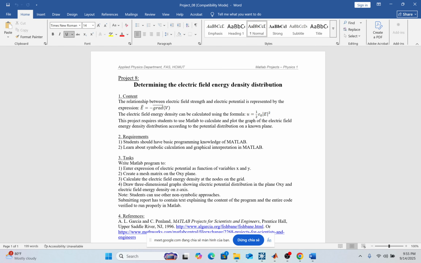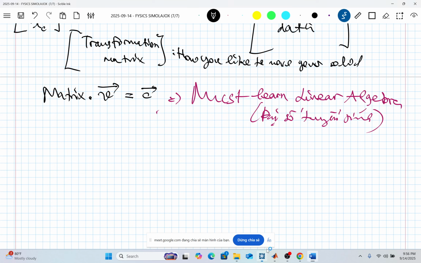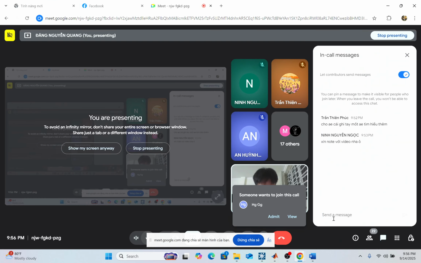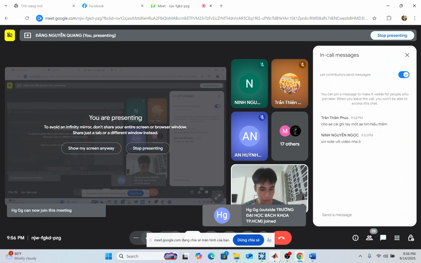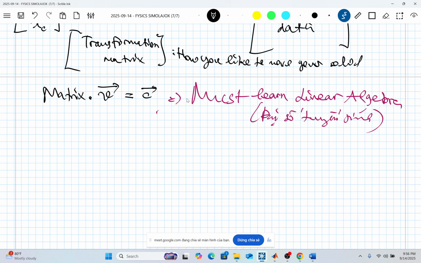The relationship between an electrical field and the electric potential is represented by E equals minus gradient of V. Oh, I forgot one thing. Talk about gradients. I forgot to talk about gradients. Okay. The last thing, we will have gradients.